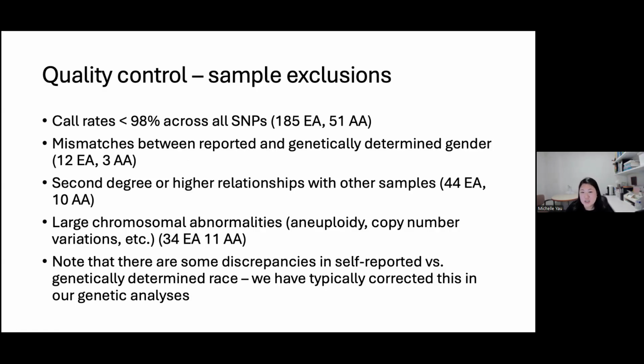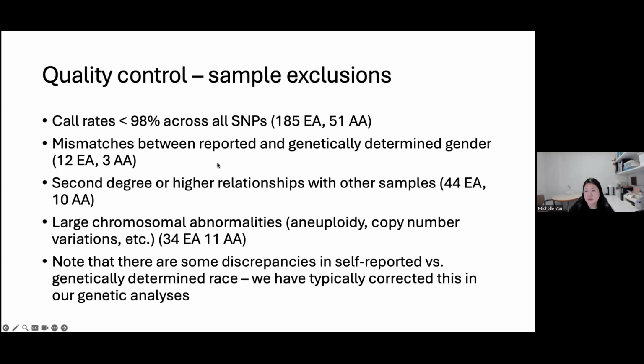Though nowadays you might just calculate a genetic relationship matrix and use that instead. But at the time we had just excluded individuals who had second degree or higher relationships with other samples in the cohort. We also excluded individuals with large chromosomal abnormalities, and there were a handful that met those criteria.